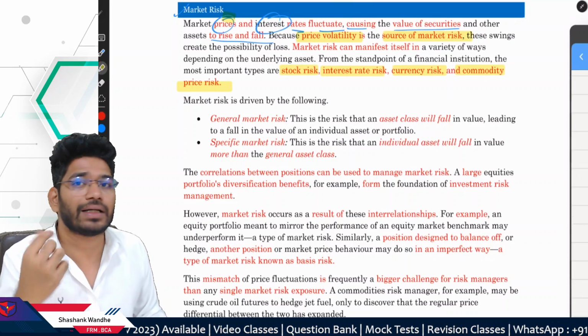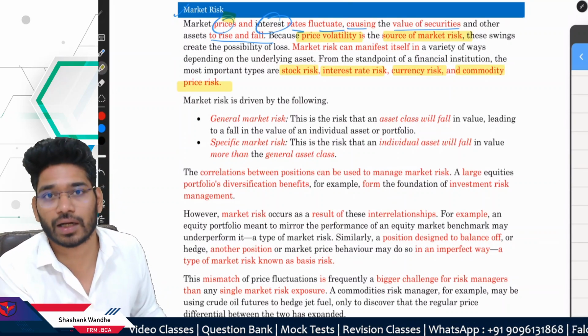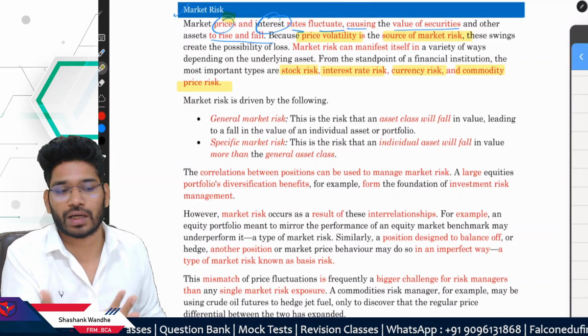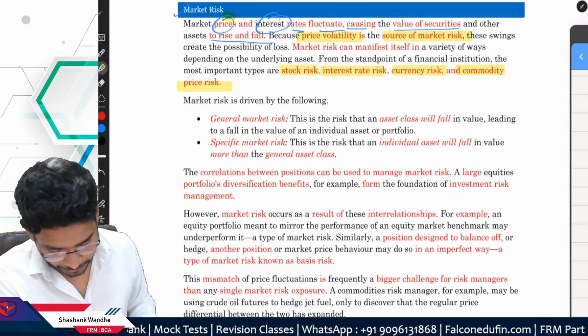So dollar was your asset, dollar's price declined, and this is your currency risk. Commodity risk: you invested in a commodity like gold, you purchased gold and the gold's price declined. This is the commodity risk. So these are the types of risk.